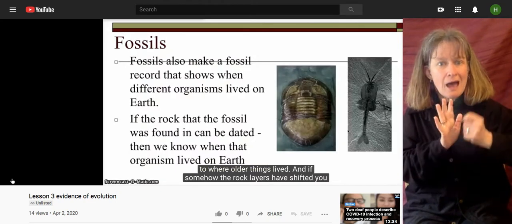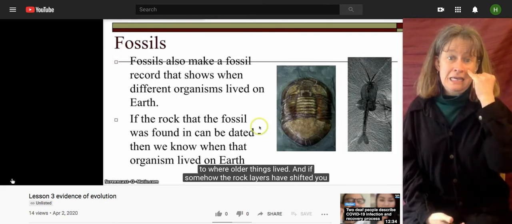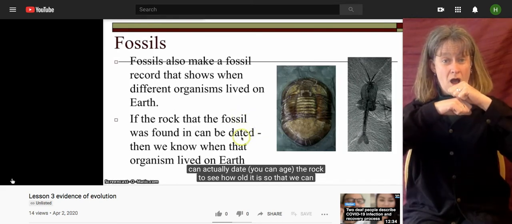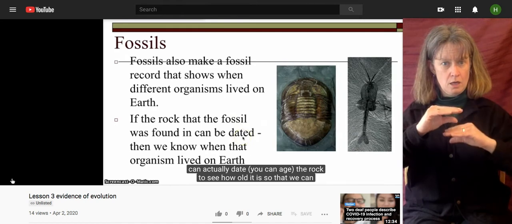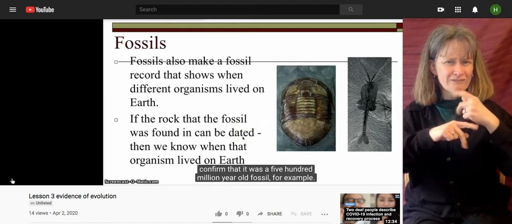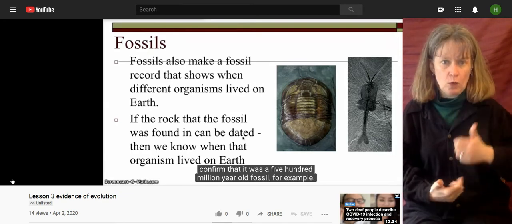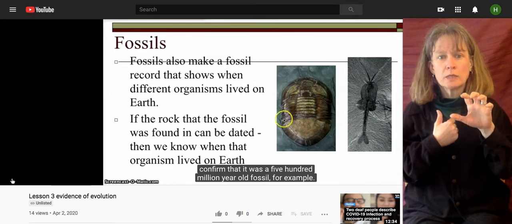And if somehow the rock layers have shifted, you can actually date, you can age the rock to see how old it is so that we can confirm that it was a 500 million year old fossil, for example.